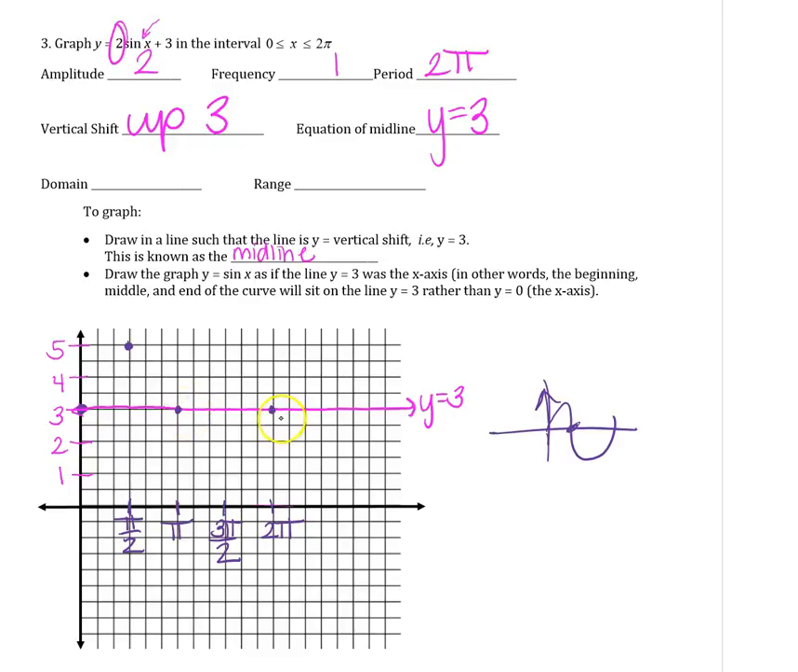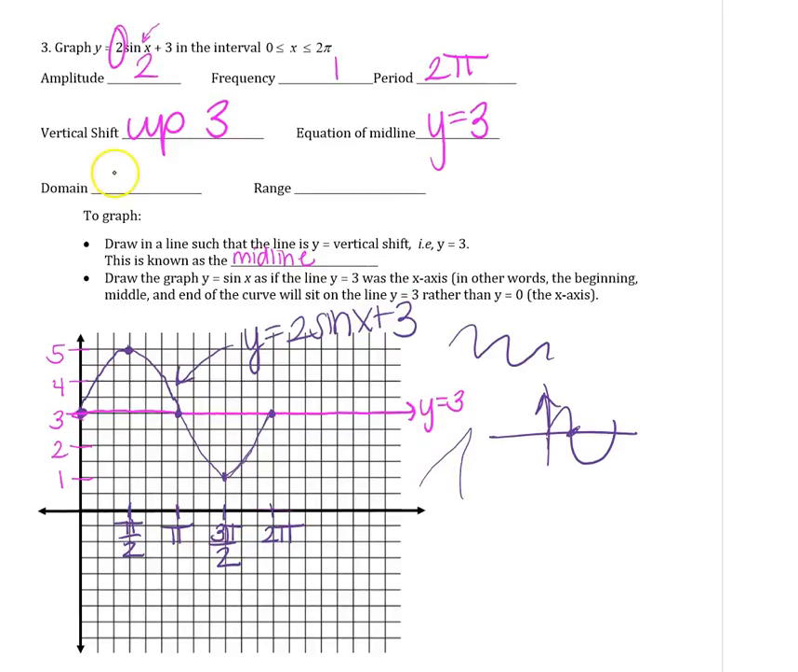Between pi and 2 pi, I'm going to go halfway in between again at 3 pi over 2 and go down 2 full units to 1. Okay, I'll do a nice smooth curve. Okay, and then I'll label this. This is y equals 2 sine of x plus 3. So the domain is all reals, and our range is now from 1 to 5.